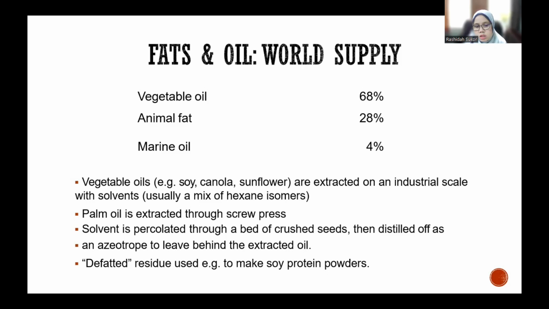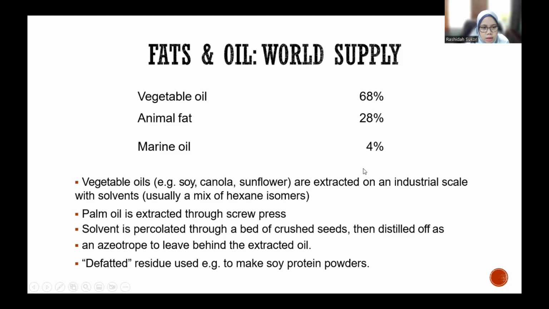This solvent usually is a mix of hexane isomers. Hexane isomer is not just hexane, it has many isomers, like C-something. Depending on the isomers, hexane isomers will act differently with different types of fatty acid in different types of vegetable oil. That's why you have to use certain hexane isomers for certain types of oil.